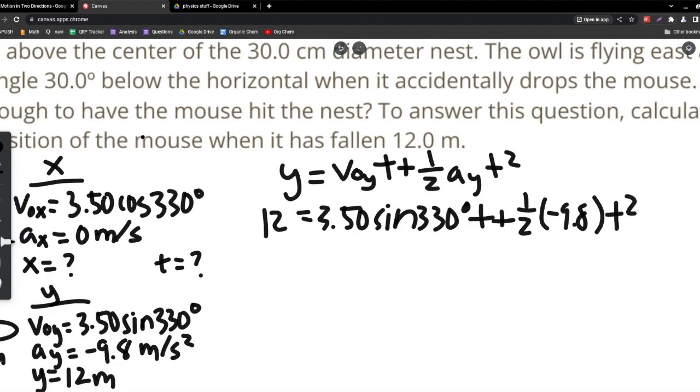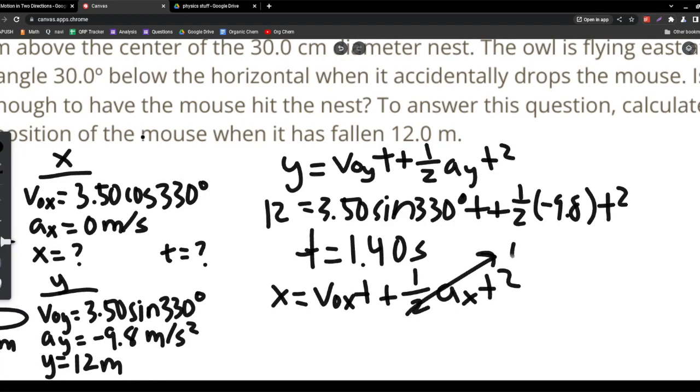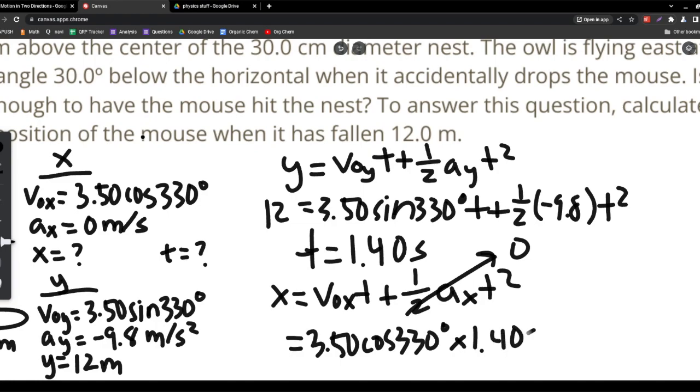And then we're going to solve for t with algebra, which I will skip. But in the end, we get t equals 1.40 seconds. And now, using the same equation, we can get the position of x. So x equals v0x times t plus 1/2 a_x t squared. And this just becomes 0 because our acceleration is 0. So in the end, it's going to be 3.50 cosine of 330 degrees times 1.40 seconds, which gets us 4.24.